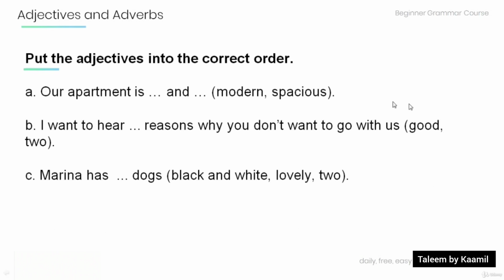Now read the following sentences and put the adjectives into the correct order. A. Our apartment is and modern, spacious. B. I want to hear reasons why you don't want to go with us. Good. 2. C. Marian has dogs, black and quite lovely too.